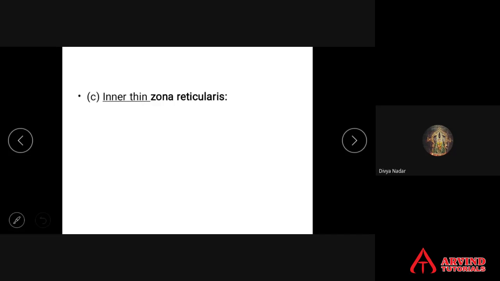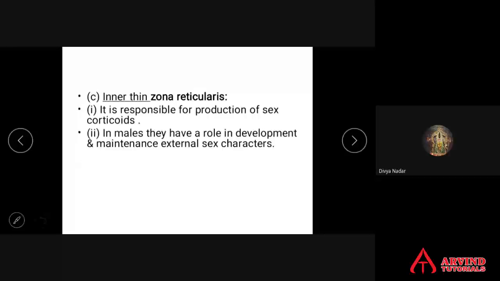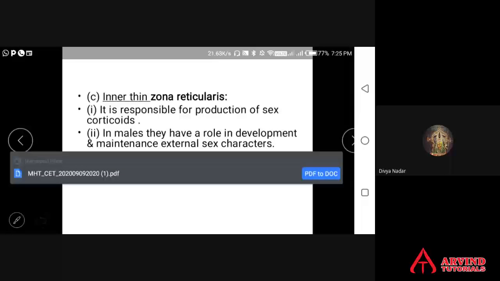The innermost region is called zona reticularis. It is responsible for the production of sex corticoids. In males, they have a role in development and maintenance of external sex characters. The outermost was zona glomerulosa, the middle one was zona fasciculata, and the innermost one is called zona reticularis.